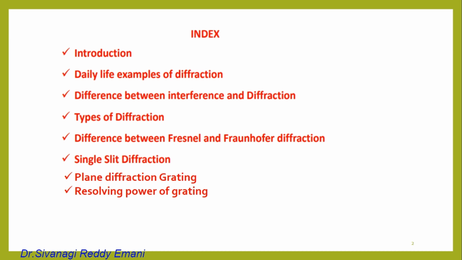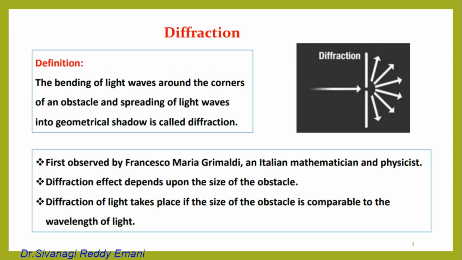and Fraunhofer diffraction. So diffraction is nothing but a bending of light waves around the corners of an obstacle, as shown in the figure. Whenever the light rays pass through this slit, they will get diffracted and spread over all the directions. Diffraction effects depend on the size of the obstacle. It may be an aperture. In some cases, we can get diffraction based on sharp edges also.